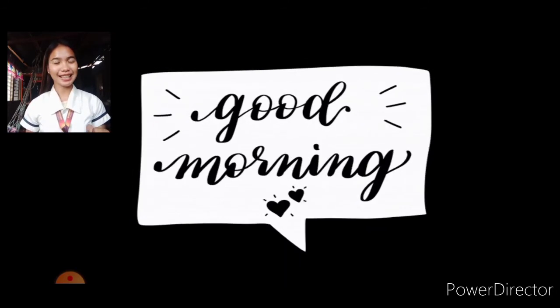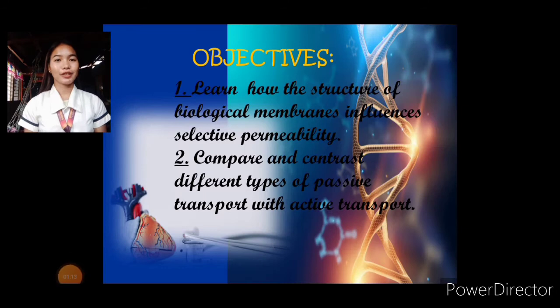Okay, so let's start. The objective for today's lesson is that the student will be able to learn how the structure of biological membranes influences selective permeability. Second, students will be able to compare and contrast different types of passive transport with active transport.